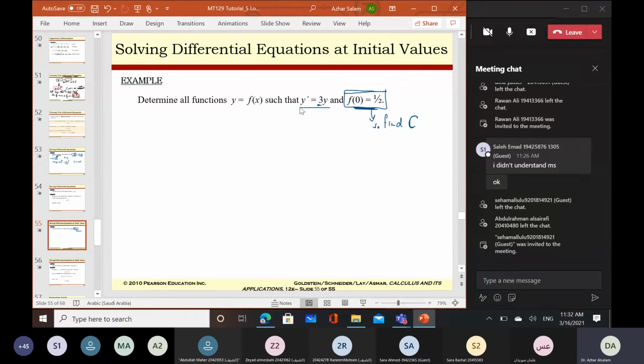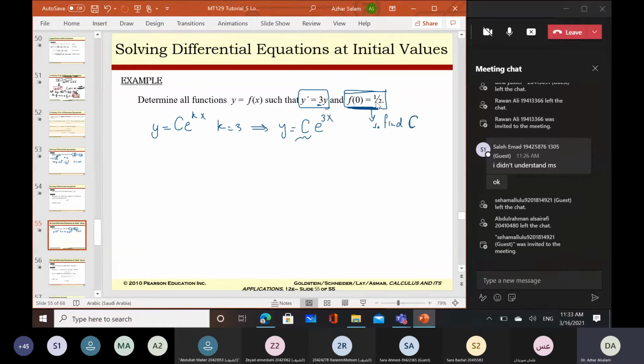Okay, so here by the same way, I can say that the solution of this equation is C e to the power kx, and k here is equal to 3, so here y is equal to C multiplied by e to the power 3x. Now how to find C? I will use this given information. Okay, f of 0 is equal to a half. So أعوض في هذه الدالة بالزيرو.